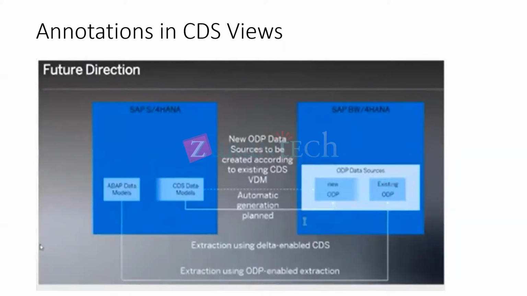But anyways, whatever possible, I will try to show you in depth. Future direction: all the extractors would be switched to CDS views. And one thing which SAP is planning to introduce in future applications of BW for HANA and future source systems is that as soon as someone creates a CDS view, a corresponding data source would be generated or can be used as a data source in BW for HANA. So automatic generation of data sources is planned for every CDS view creation in the system.